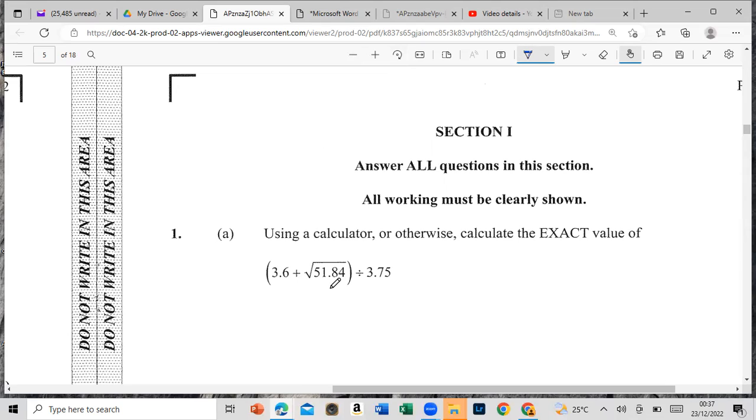So we're going to find the square root of 51.84. Try it for yourselves, guys. It's 7.2. And now we're going to add 3.6. And then we divide by 3.75.